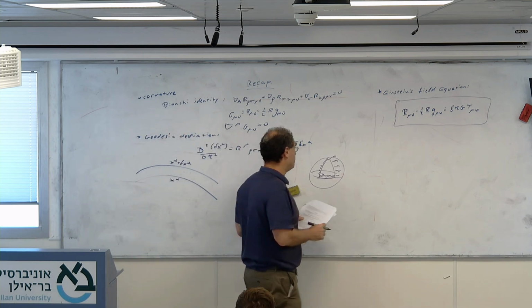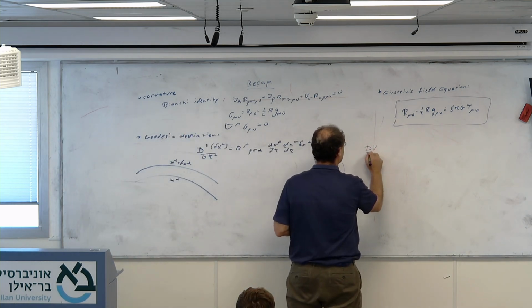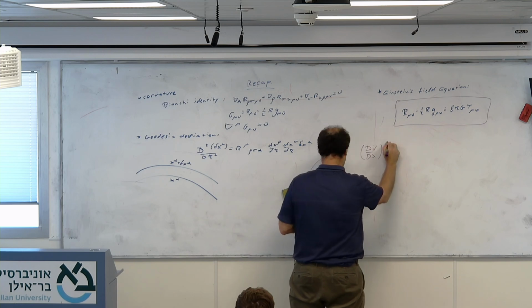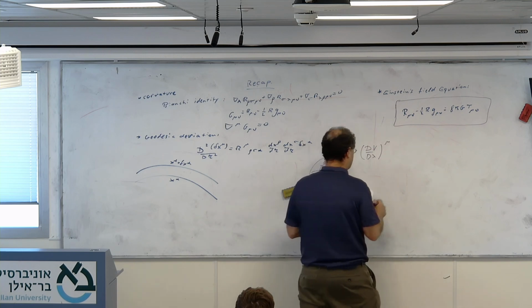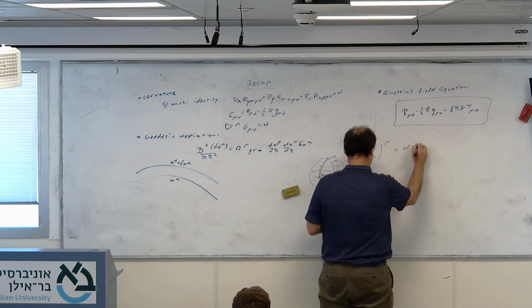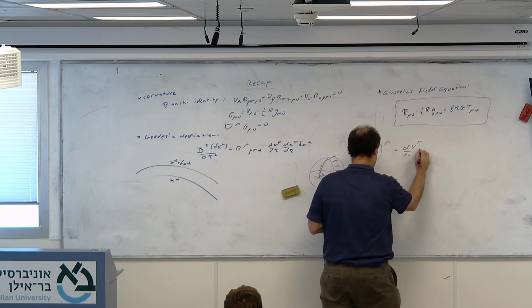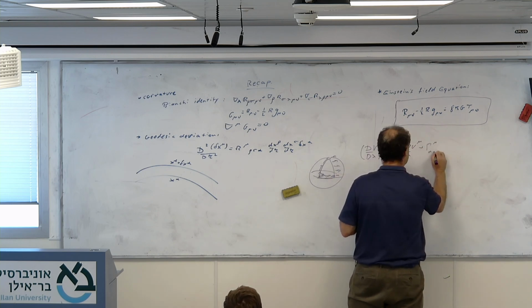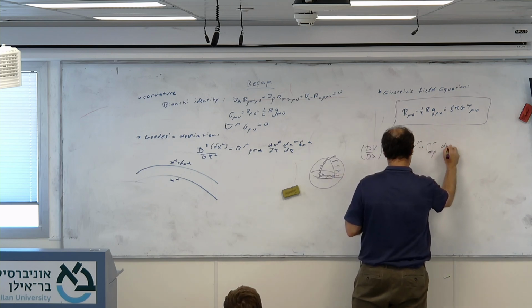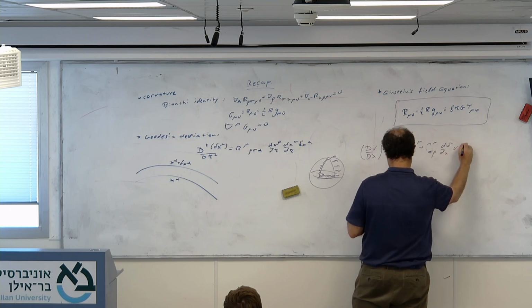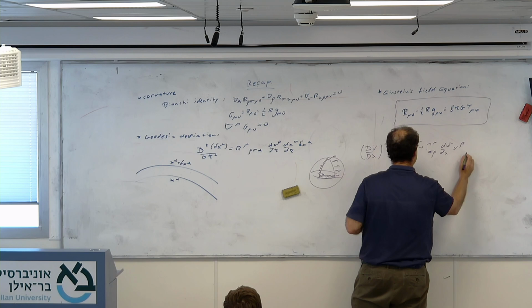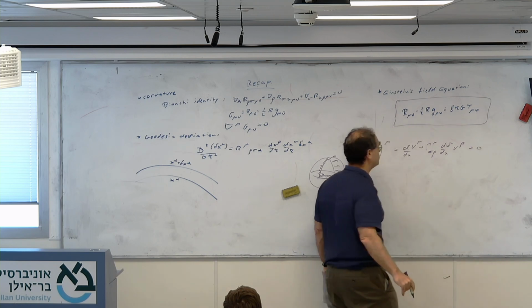So, parallel transport of a vector: d v mu over d lambda plus gamma mu sigma rho, d x sigma over d lambda, v rho. So this has to be equal to 0.